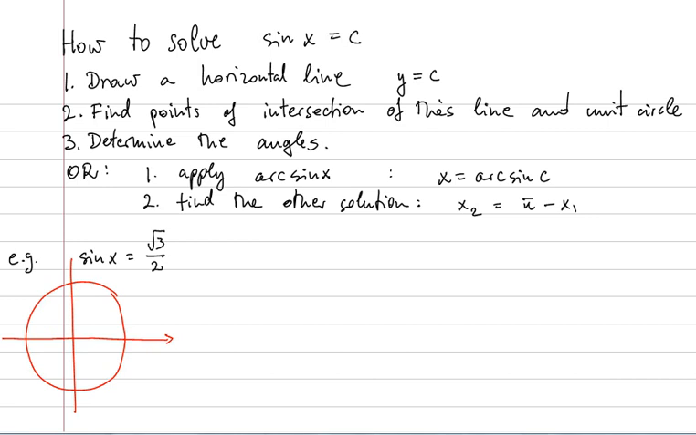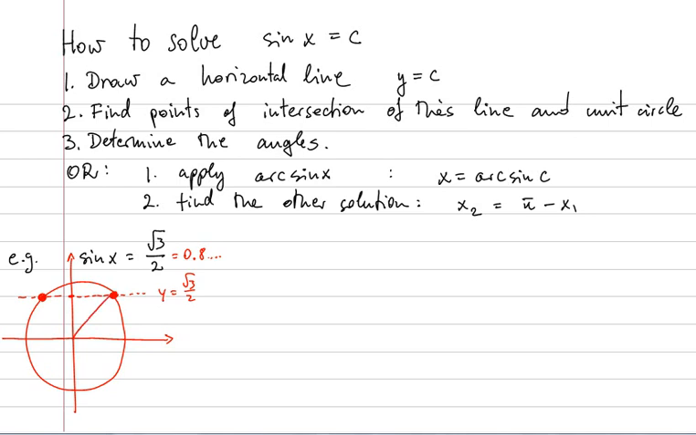Sin x is the vertical coordinate, so on the y-axis we draw what is square root of 3 over 2. In radians this will be 0.8 something. So I draw this point on the y-axis and I take the horizontal line that has equation y equals square root of 3 over 2. And the second step is to find the points of intersection of this horizontal line with the unit circle.